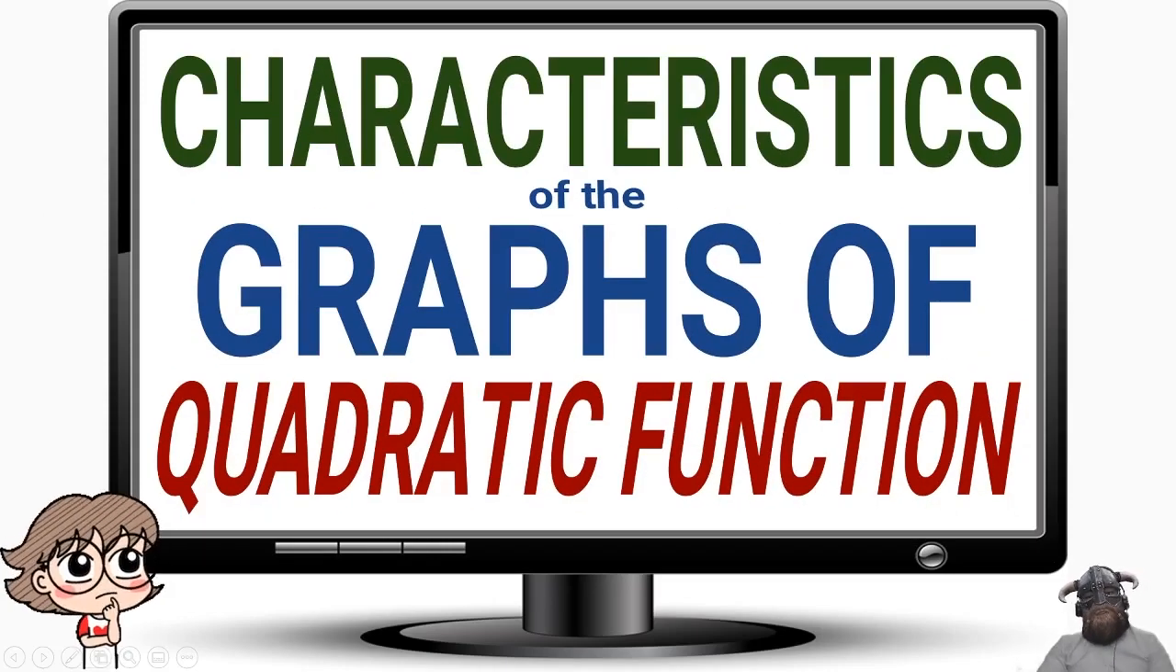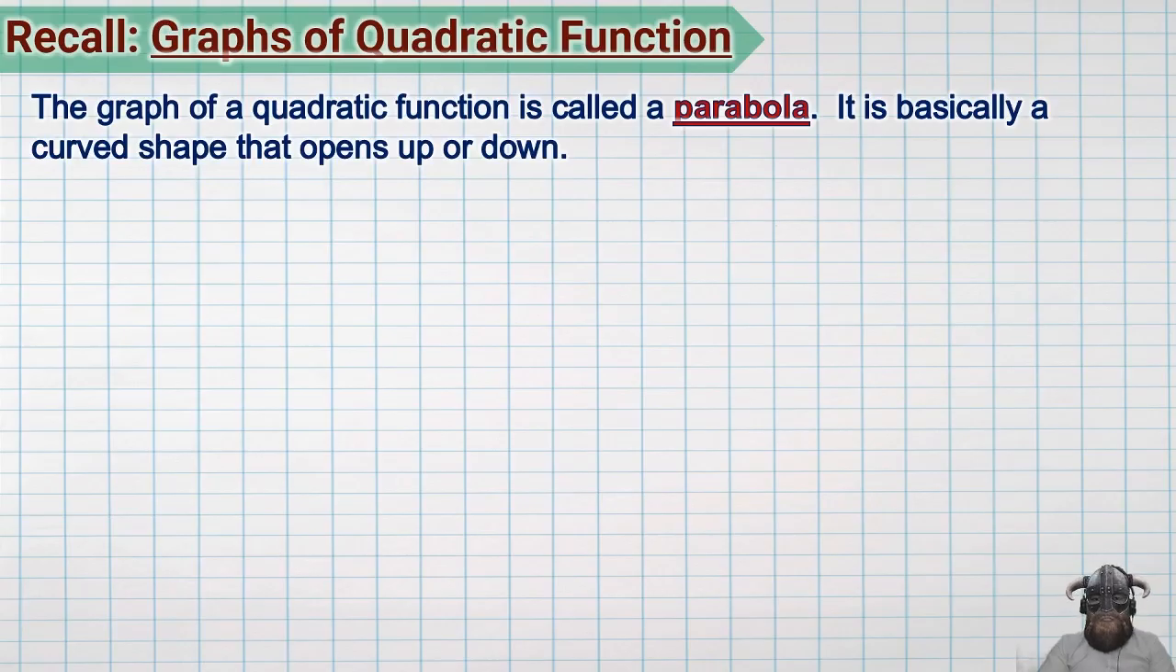What you will learn for today is all about the characteristics of the graph of a quadratic function. So let's start by recalling what is the graph of a quadratic function. It is called a parabola. It is basically a curved shape that opens up or down. So how do we know if the parabola will open up or down?